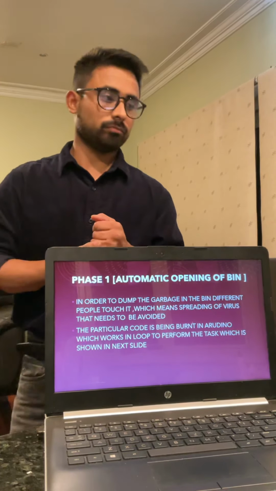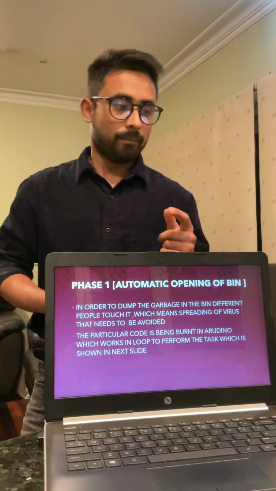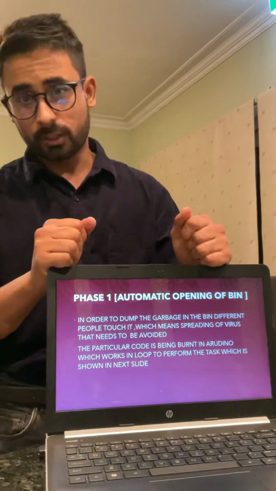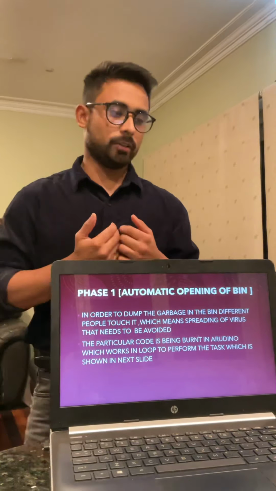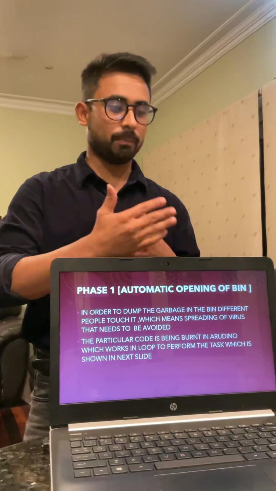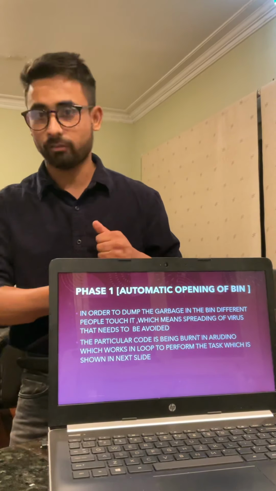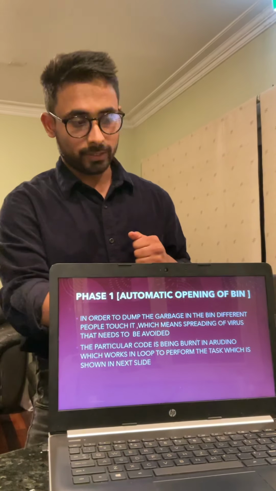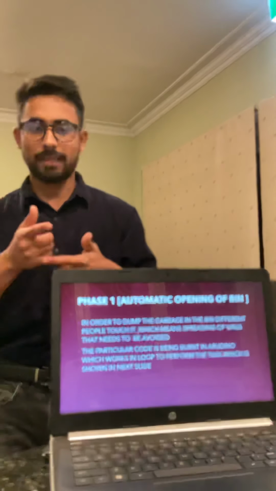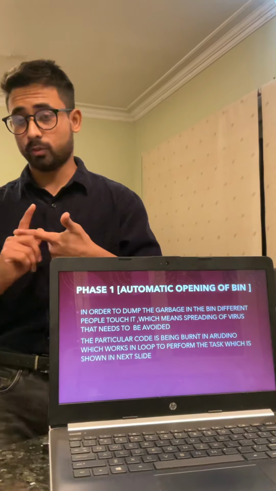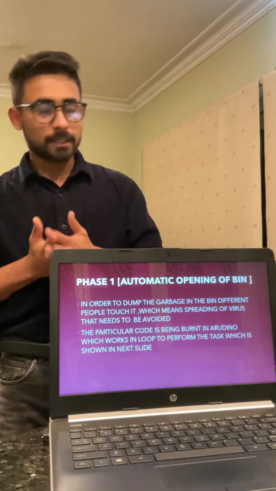In phase 1, the starting point is the ultrasonic sensor. If someone is standing in front of the ultrasonic sensor, the waves will get cut off, and the bin will come to know that someone is standing in front of it. The Arduino will get the input, and as output it will send a signal to the servo motor, which will then rotate from 180 to 90 degrees, and the bin will open. So that's the first phase.